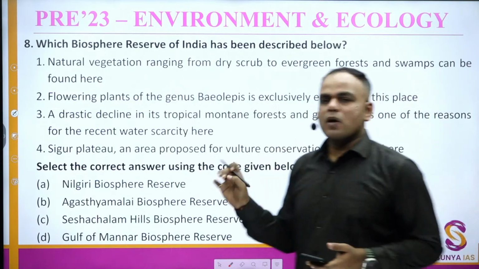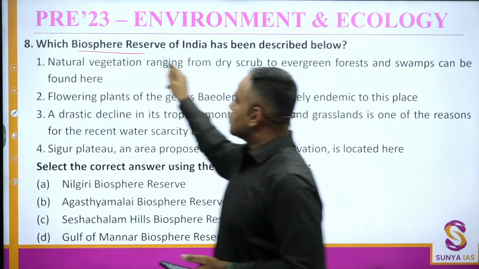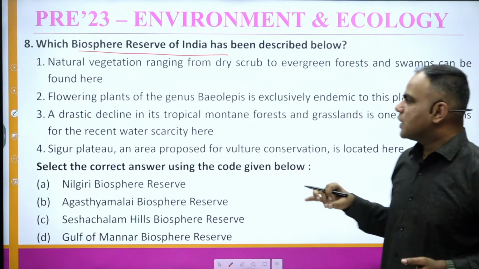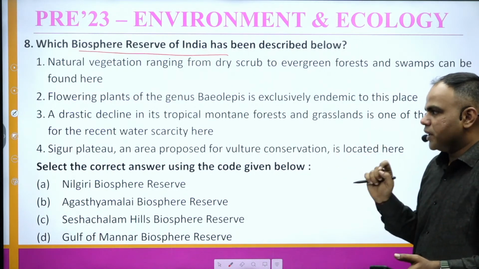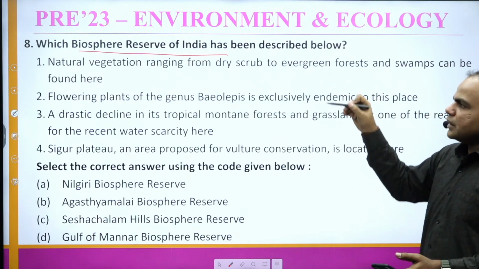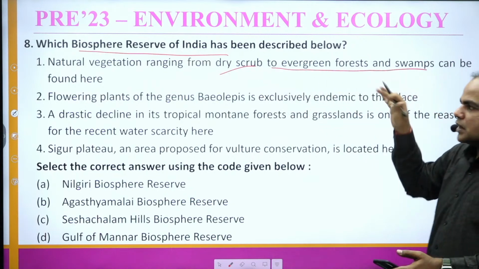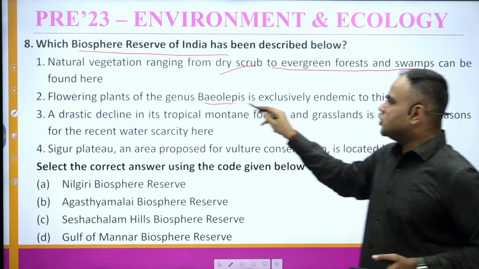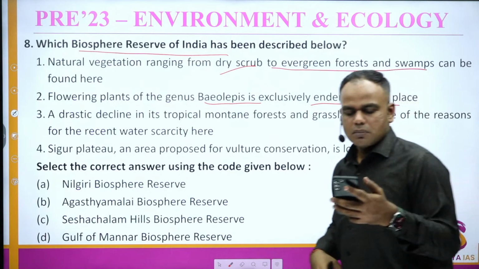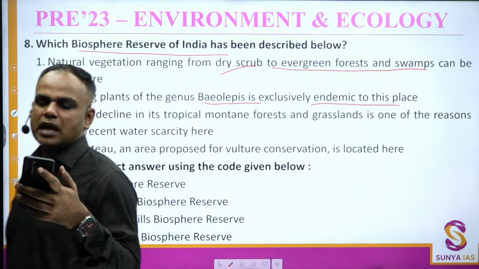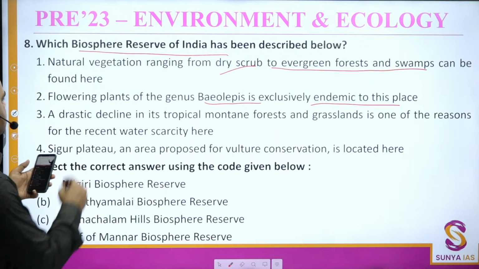Now this is a good way of testing how well you know your biosphere reserves. It's a 4-statement question. In this you have to figure out which biosphere reserve we are talking about. Here, natural vegetation is from dry scrub to evergreen forest and swamps. Second, flowering plants of these genera are exclusively endemic to this region. Yes, very good. People are answering Gangetic river dolphin, that is correct.